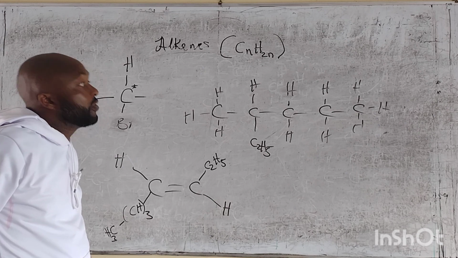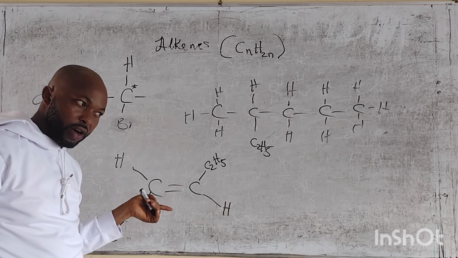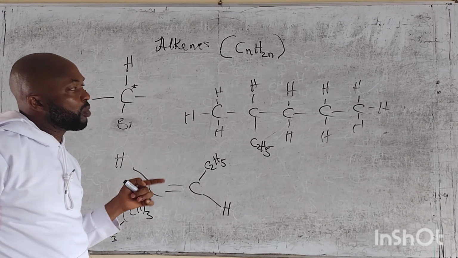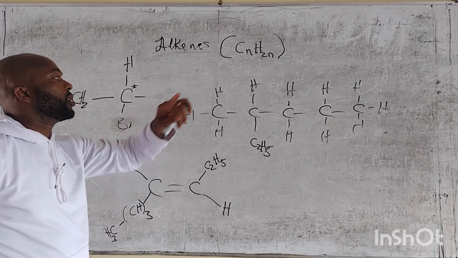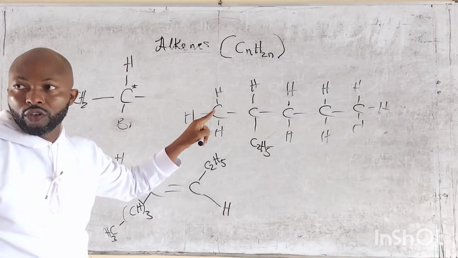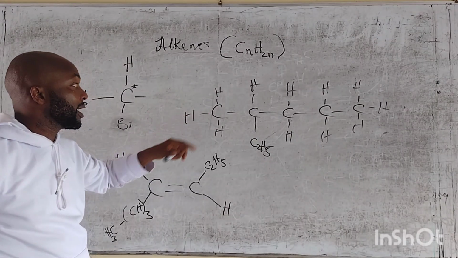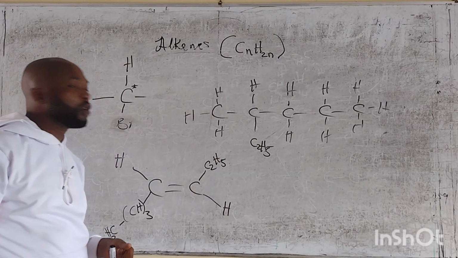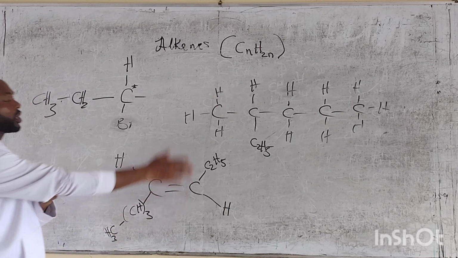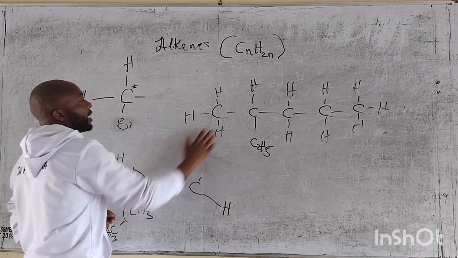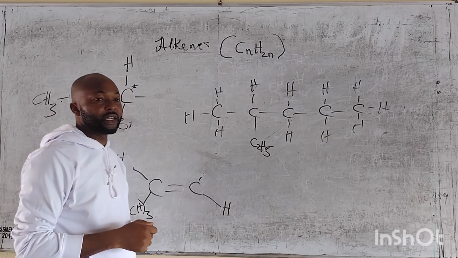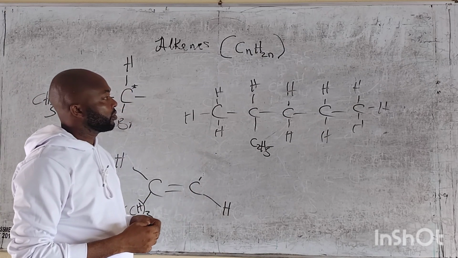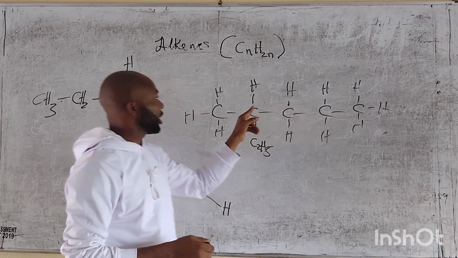Okay, we want to know if this whole compound is optically active. Means we must be able to trace one carbon atom that has all the substituents or groups attached to it differently. Now, if you look here, look up. If you look into this compound, which one here do we say is optically active? Which one has a chiral center?